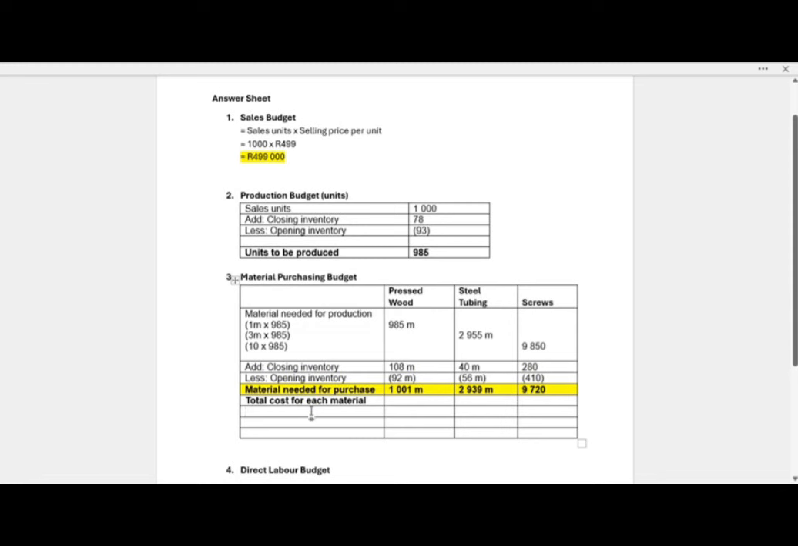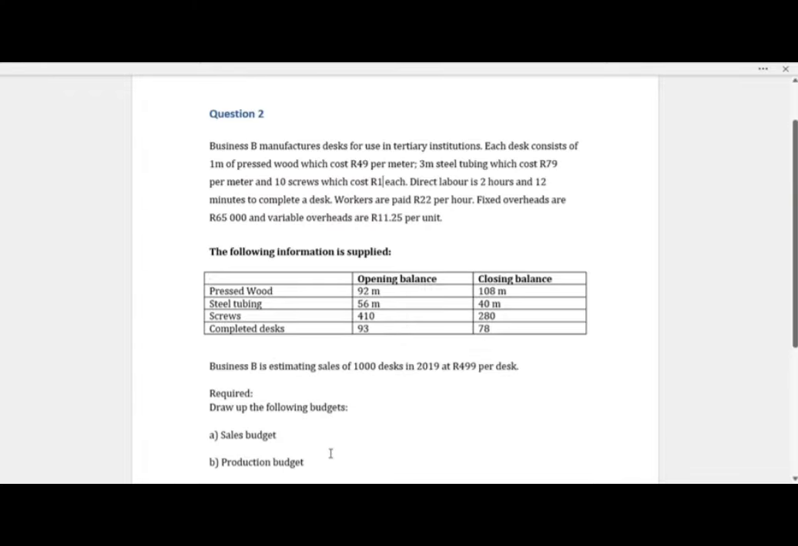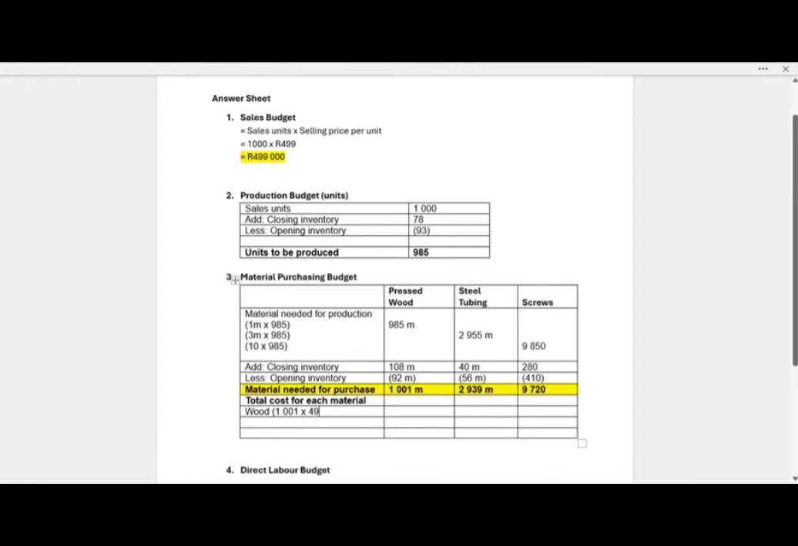All right, so the wood, calculate the total cost for the wood. In brackets there, we are going to say 1,001 meters multiplied by price per meter. So price per meter is in our question. They say 1 meter of pressed wood costs 49 rand. So we're going to multiply by 49 rand there.